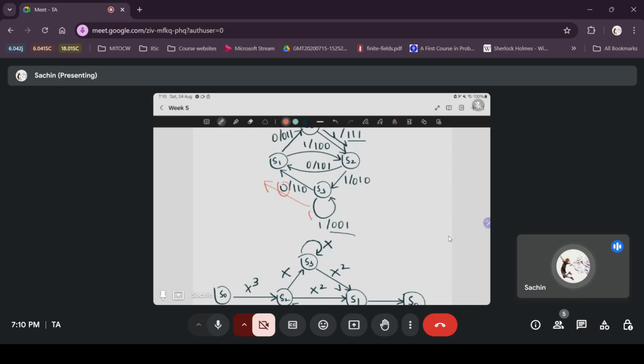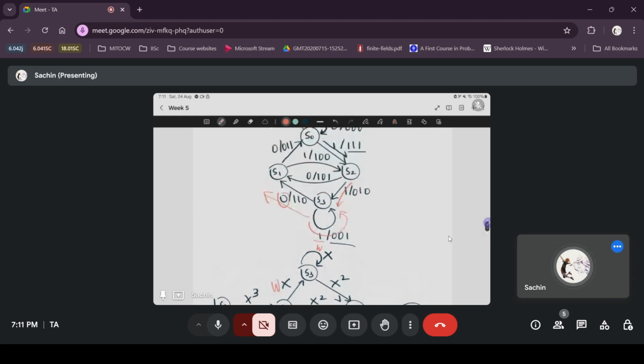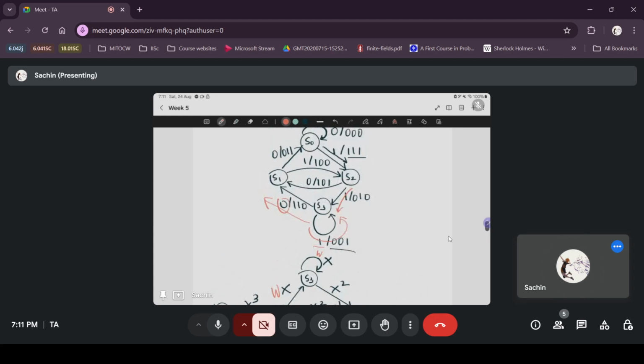But suppose you take this transition S3 to S3 itself. The input bit is 1. So you add a W to the gain of that path. So the gain is not X, it's WX now. Similarly, S2 to S3, you have a 1 as the input. So here you add a W. You do that for all the transitions where the input bit is a 1. That will give you an augmented modified state diagram.